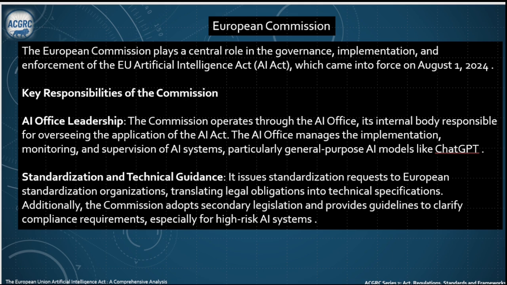The Commission operates through the AI Office, its internal body responsible for overseeing the application of the AI Act. The AI Office manages the implementation, monitoring, and supervision of AI systems, particularly general purpose AI models like ChatGPT. It issues standardization requests to the European Standardization Organizations, translating legal obligations into technical specifications. Additionally, the Commission adopts secondary legislation and provides guidelines to clarify compliance requirements, especially for high risk AI systems.